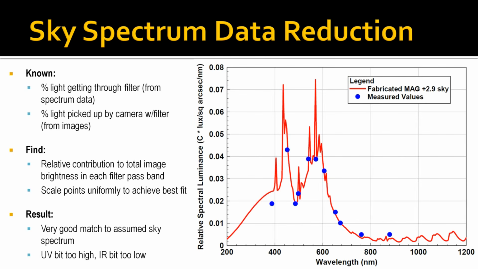The plot on the right is the result, the blue dots being my measured values. To say I was pleased with the result is an understatement. My measured sky spectrum matches my assumed spectrum very well, with only a slight overprediction in the near UV part of the spectrum and a slight underprediction in the near IR.